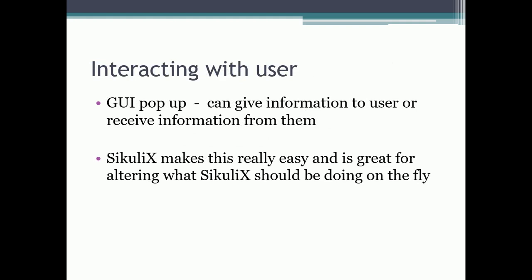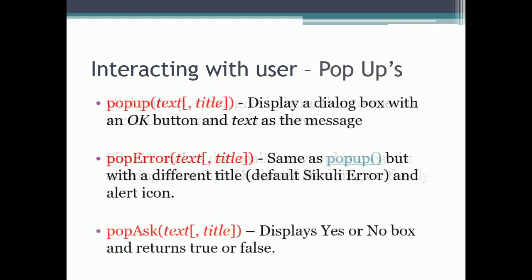Interacting with user is quite important, and it is a great way for us to sharpen our conditional automation skills. New in Sikuli X over its previous version is some nice GUI pop-up that can give information to user or receive information from them. Sikuli X handles this really well, and it is as simple as it gets to use. Let's look at the 6 functions available to us.